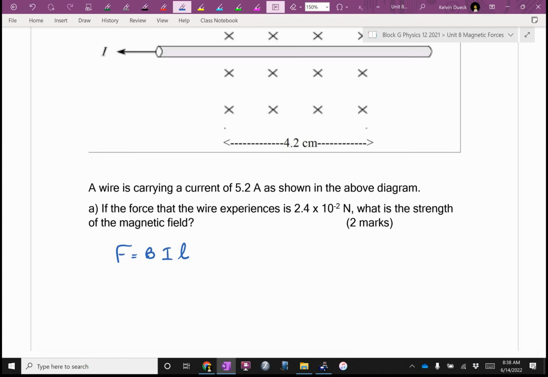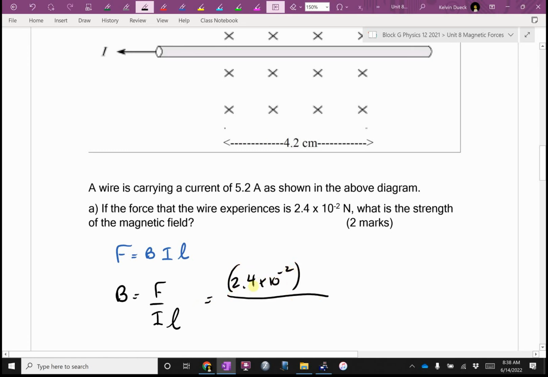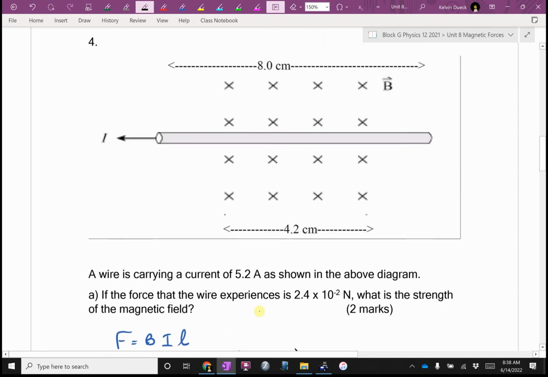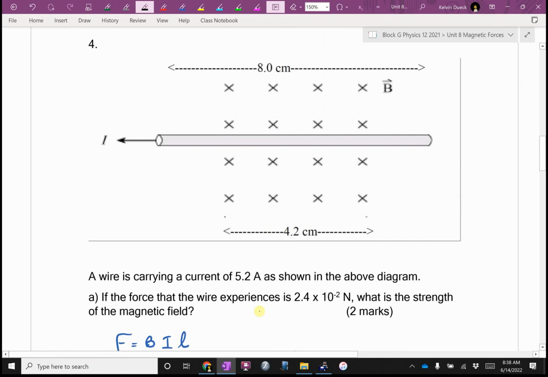They want me to get the B field by itself. I guess that means that B is going to be F over IL. It's going to be 2.4 times 10 to the negative 2 divided by 5.2. Am I going to use 8 centimeters or 4.2? Well, first of all, I'm not going to use centimeters at all. I'll convert. Am I going to use the 8 or the 4.2?